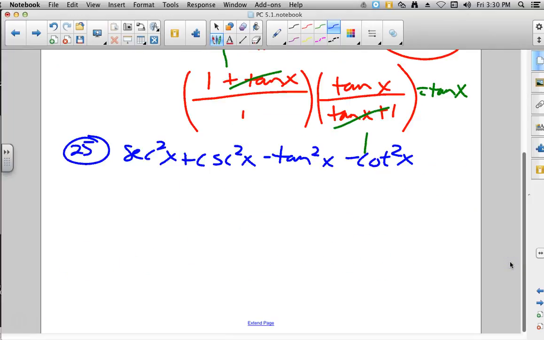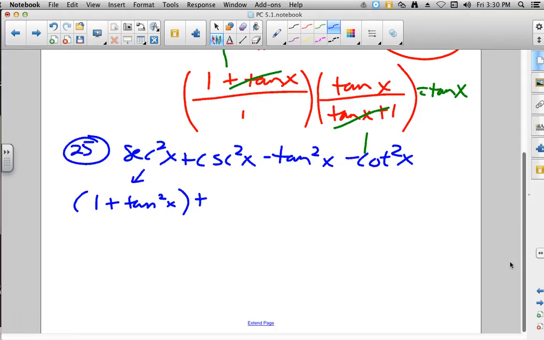Now, what to do? Well, what we would want to do is figure out a way to write this so that we have basically the same trig functions as we're going through this. So I look at secant squared x and I think, you know what? Secant squared x is 1 plus tangent squared x. So maybe I'll try that out for size.